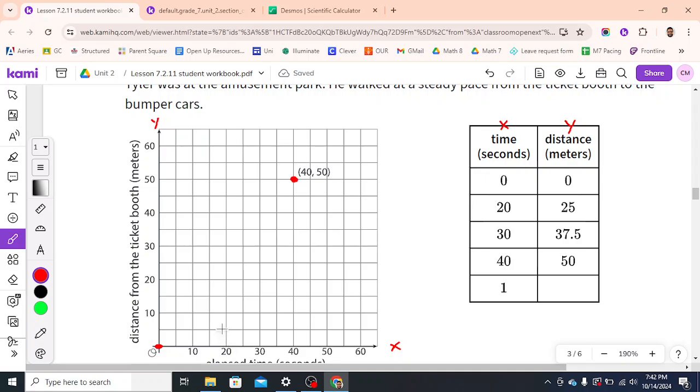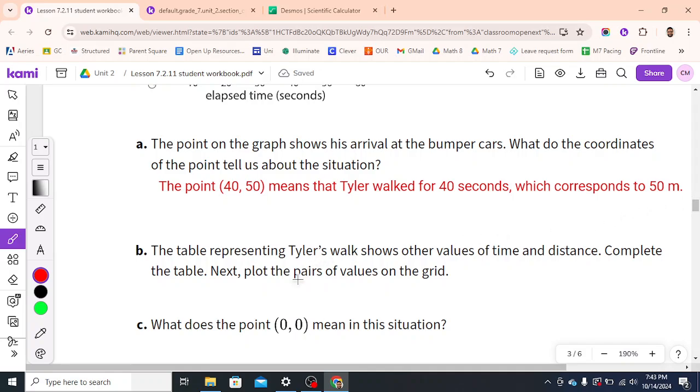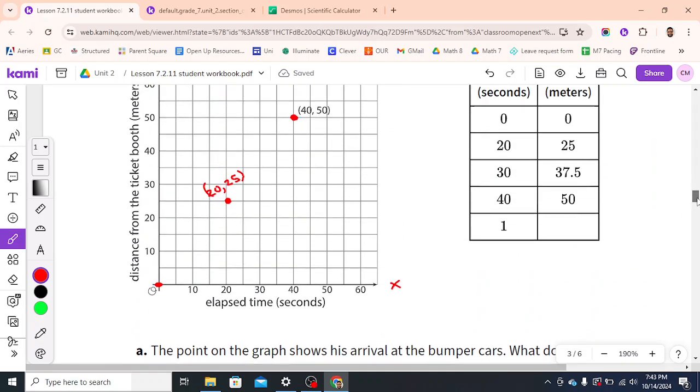25. So I'm going to go up to 20, pause, and if you notice, each box is vertically, talking about 5. So I'm going to go up one more box, which gives us 25. So I'm going to go ahead and label that 20, 25. Now we don't always do that, but I think it wanted us to. Let's see. Yeah, plot the pairs of values on the grid. So that's what it wants. It wants the point and the numbers.